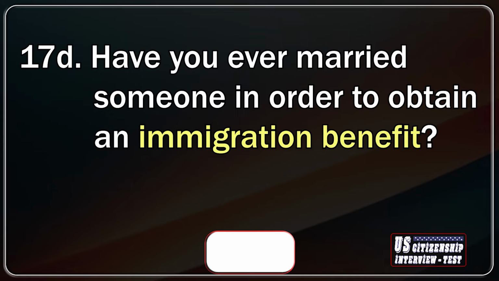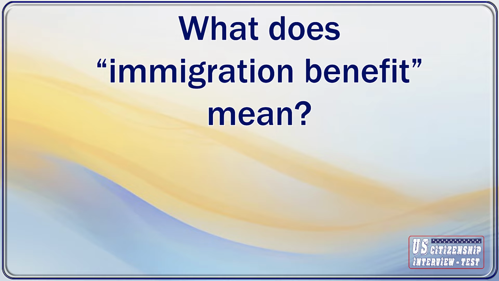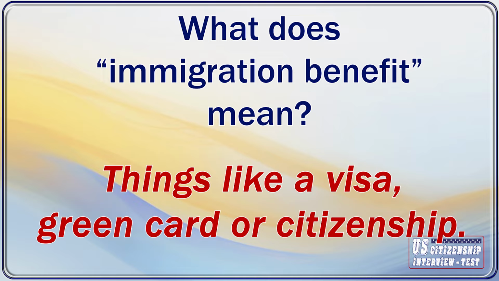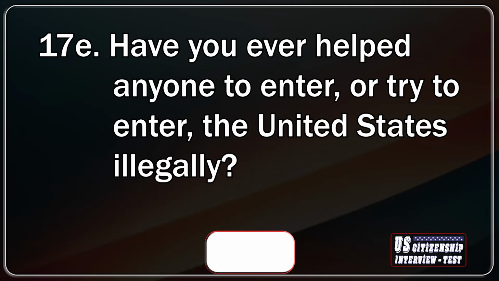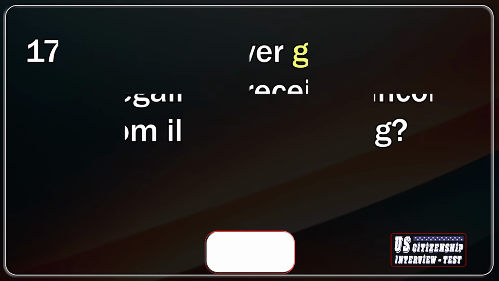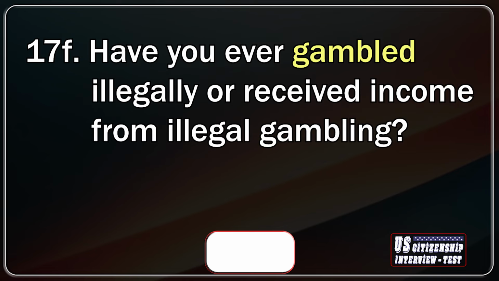Have you ever married someone in order to obtain an immigration benefit? No. What does immigration benefit mean? Things like a visa, green card, or citizenship. Have you ever helped anyone to enter or try to enter the United States illegally? No. Have you ever gambled illegally or received income from illegal gambling? No.